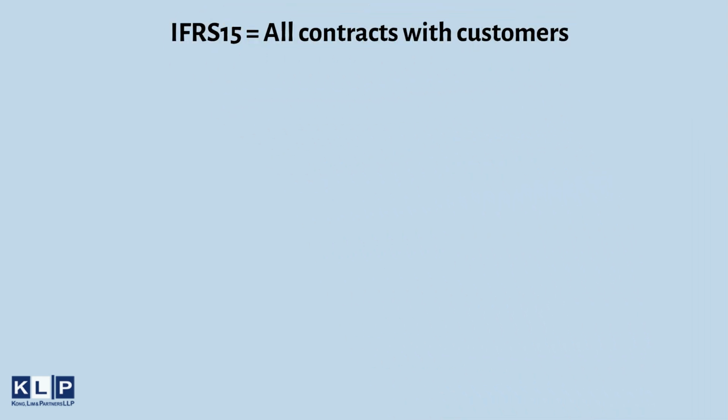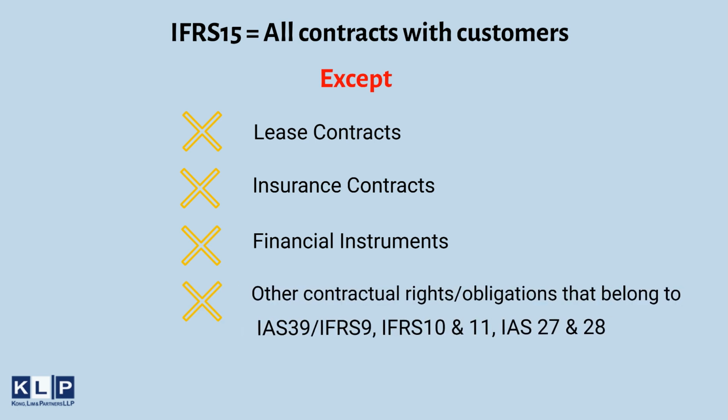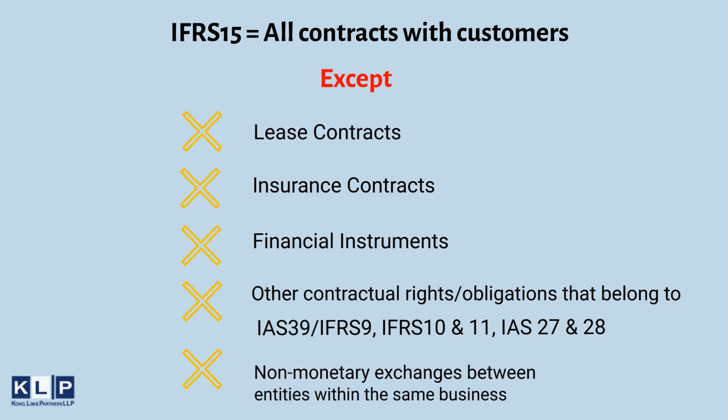While you should apply IFRS 15 to all contracts with customers, there are some exceptions. You do not apply it to lease contracts, insurance contracts, financial instruments, and other contractual rights or obligations that belong to IAS 39, IFRS 9, IFRS 10 and 11, IAS 27 and 28, and non-monetary exchanges between entities within the same business to facilitate sales.